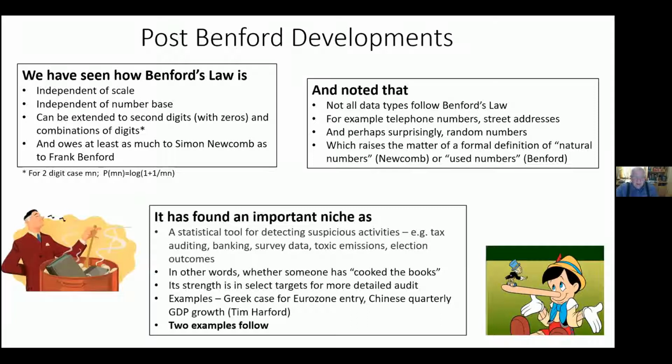But it has found an important practical niche in forensic work, especially in accountants looking for possible cooking of the books, because people who are cooking the books are not conscious of the fact that these found numbers should follow a particular pattern, and they invent numbers out of their head, which don't necessarily abide by Benford's law. And Tim Harford, the More or Less man, raised a couple of cases a year or two back about the case made by Greece for entry into the Eurozone. The numbers that they used appeared to be invented, cooking of the books. But there's two examples I thought I'd present here as current interest.